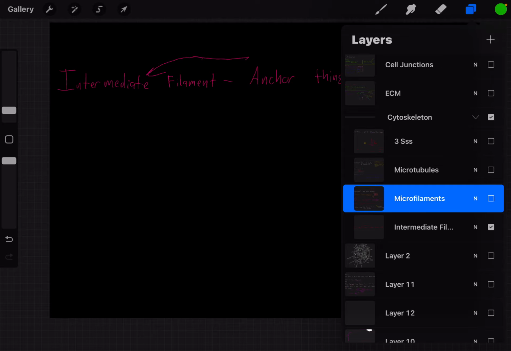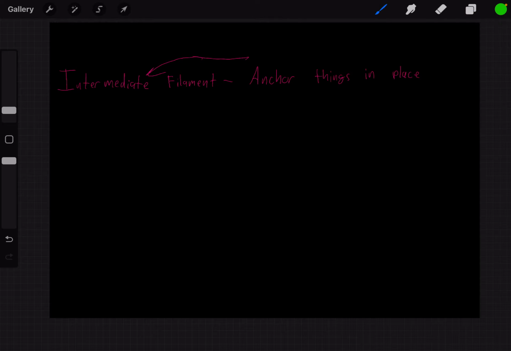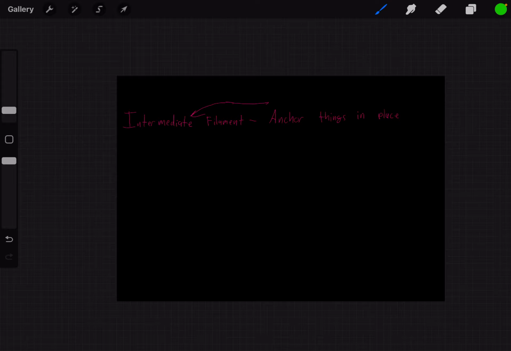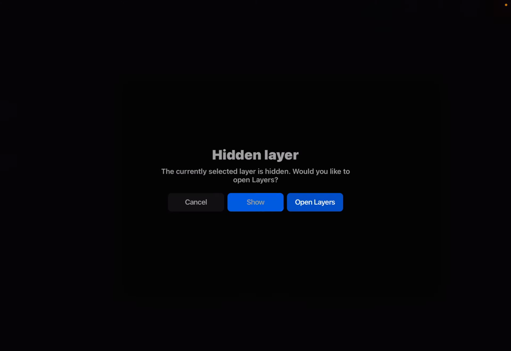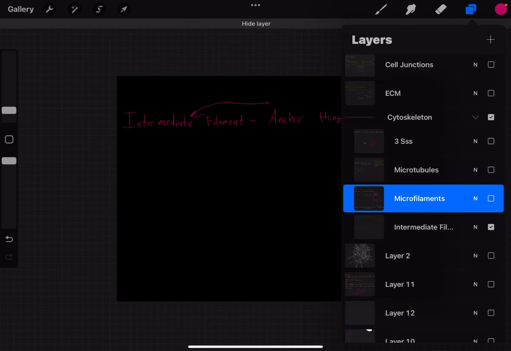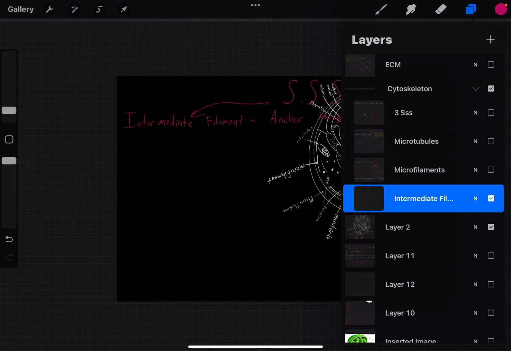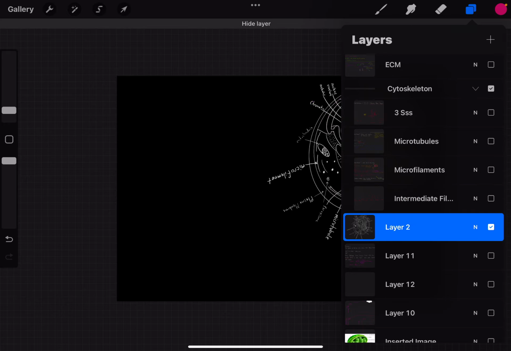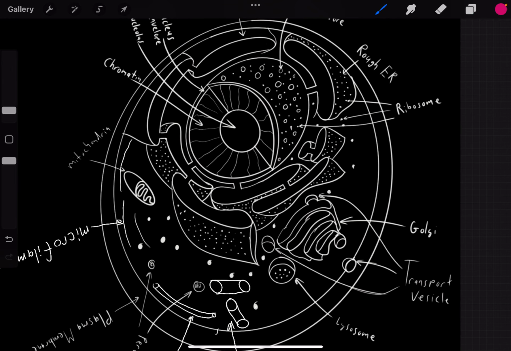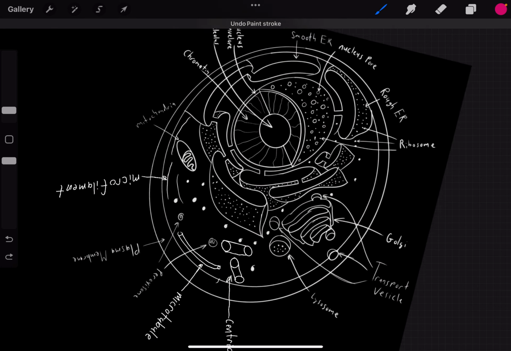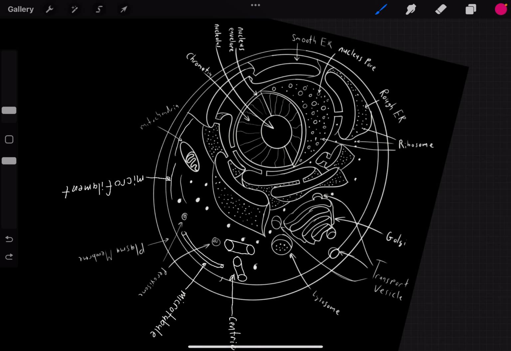The next and last one of the cytoskeleton is intermediate filament, and this is pretty straightforward. It just anchors. All it does is structure, shape, and support, the three S's. It anchors things in place, for example, the nucleus. Intermediate filaments help hold this nucleus together in its place because if the nucleus is moving around, that's not good.